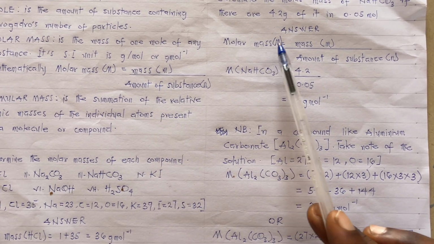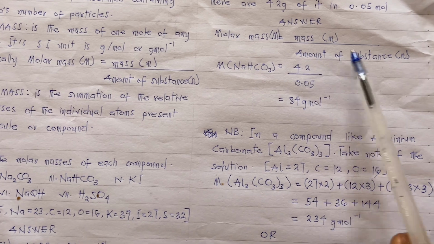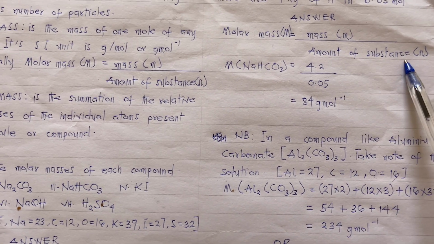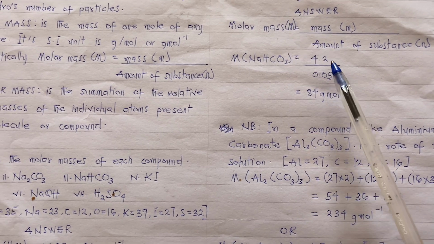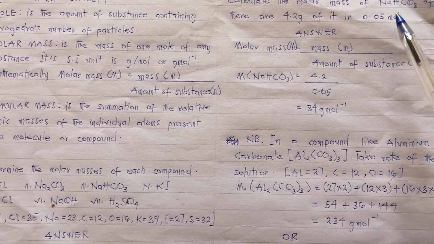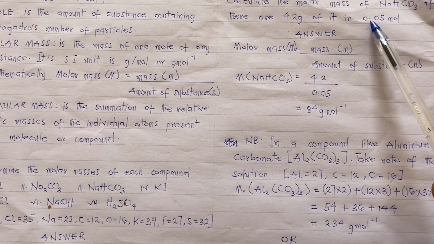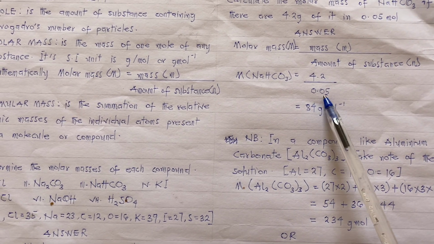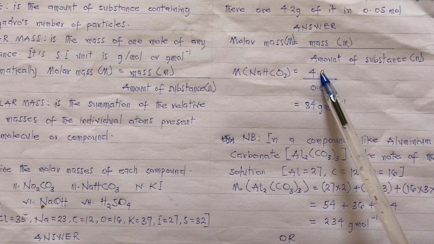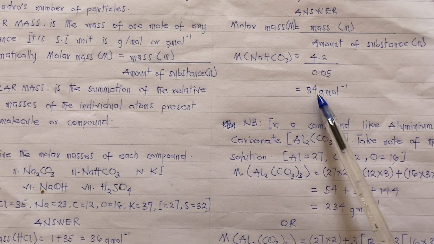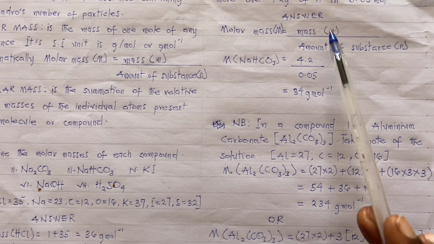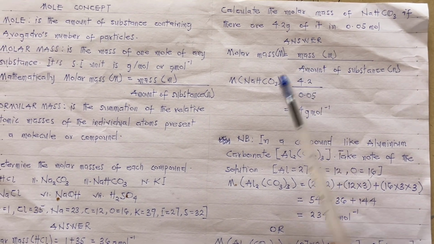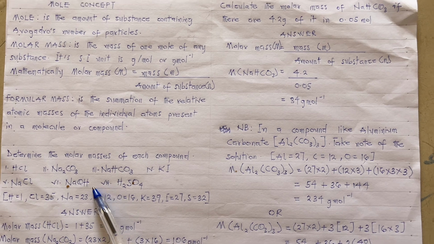So we say molar mass is equal to mass over amount of substance, which means that the mass is given, and that is 4.2. So we have our 4.2 here. The mole is given, 0.05, and we have 0.05 here. So when we divide it, we are going to get 84 gram per mole. All right. So this is how we can also calculate our molar mass.